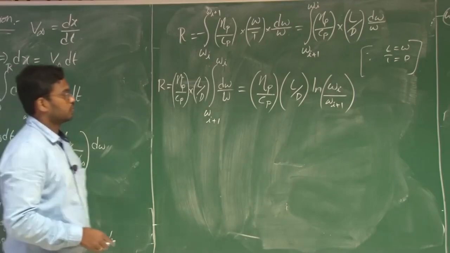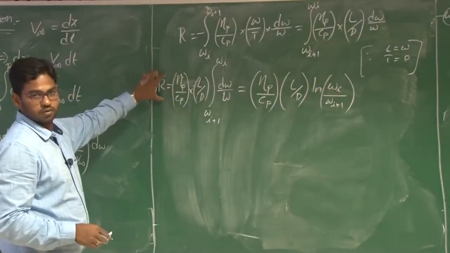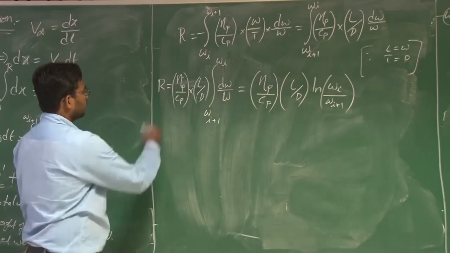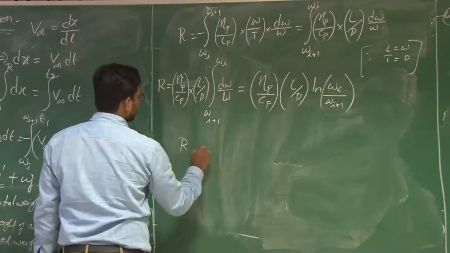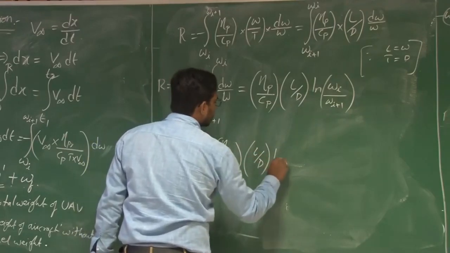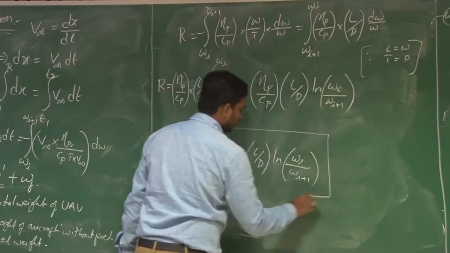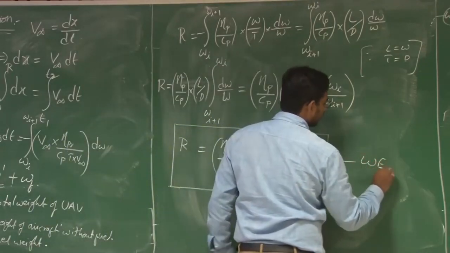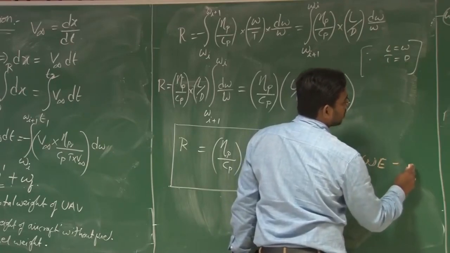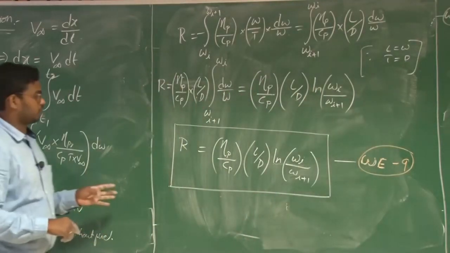So for a given fuel load and the weight of this aircraft, if you know the L by D of your flight, you will be able to have a range R. So finally range is equal to eta P by Cp into L by D into ln of Wi by Wi plus 1. This is your range, which can be used for weight estimation. This is our 9th equation for weight estimation.